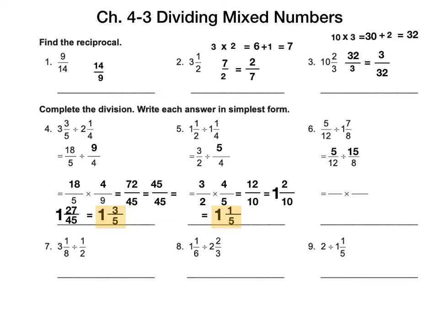Now we have to do our keep, change, flip. So we keep our 5/12. They changed the sign for us, and it's now multiplication. And then we flip to 8/15, and then we solve. 5 times 8 is 40, and 12 times 15 is 180.